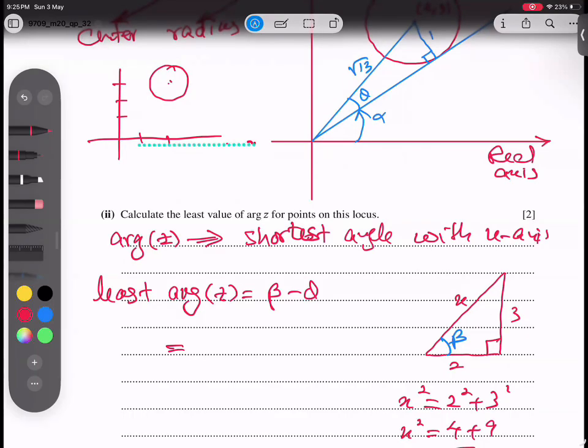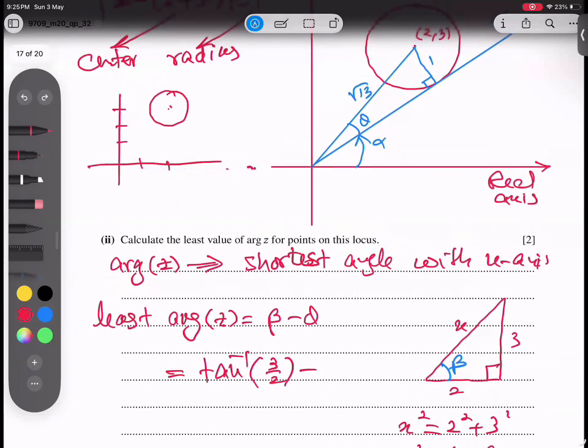And how to get beta? Opposite by adjacent, tan inverse. And how to get theta? Theta is, we can see on top. So in front of theta is called opposite. Opposite by hypotenuse, sine inverse. Okay, now I'm going to type in the calculator.